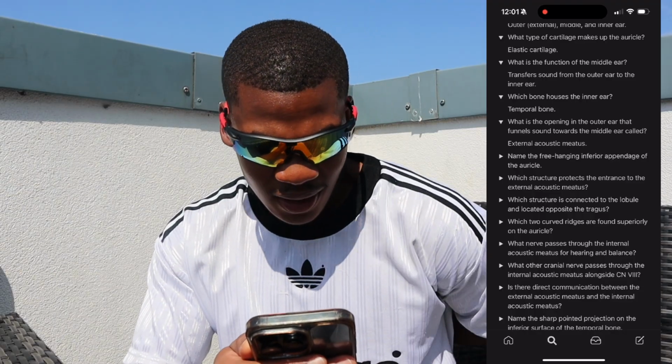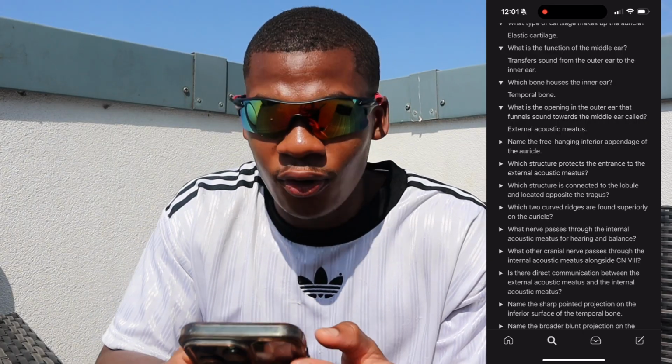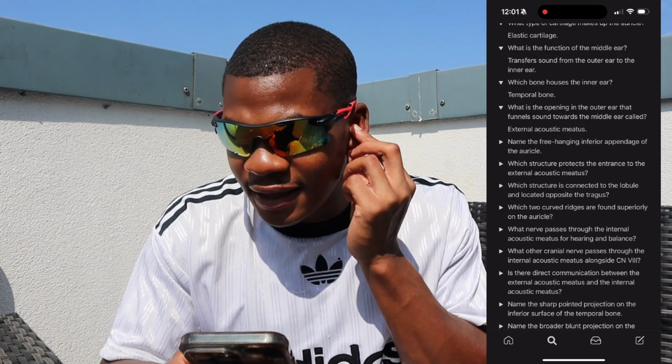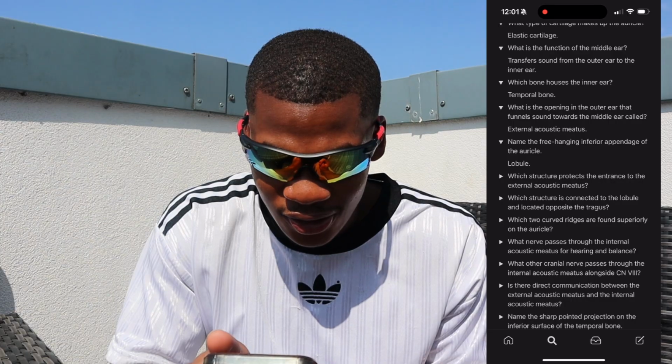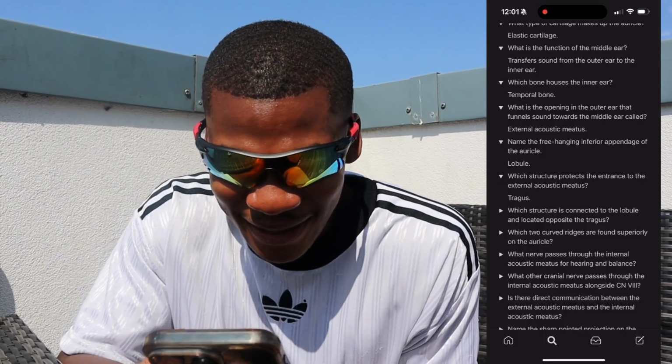So yeah. Okay. Name the free hanging inferior appendage of the auricle. That is your lobule. Yep. Which structure protects the entrance to the external acoustic meatus? Oh, I know this one. Is it tragus or something? I think it's tragus. I don't know how to spell it though.